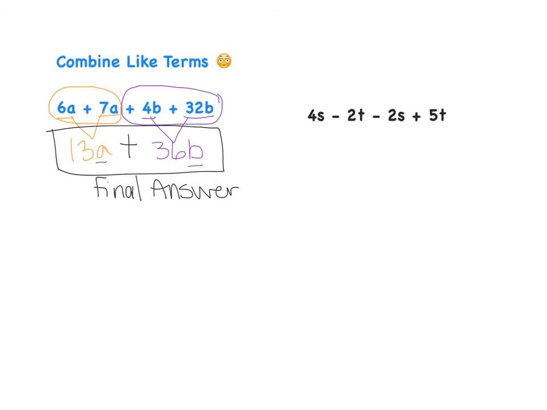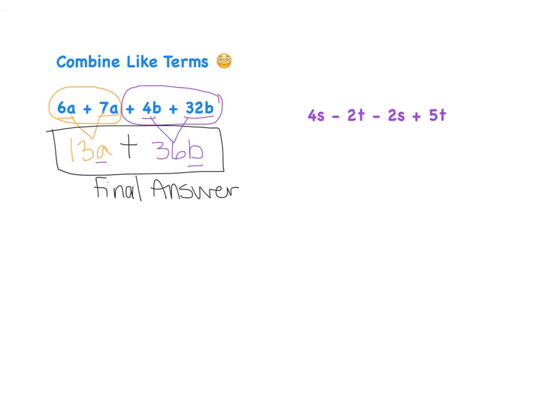All right, make room for another example. Now this one's a little bit trickier because I've added minus signs. Okay, so be aware of those. So we have 4s minus 2t minus 2s plus 5t.